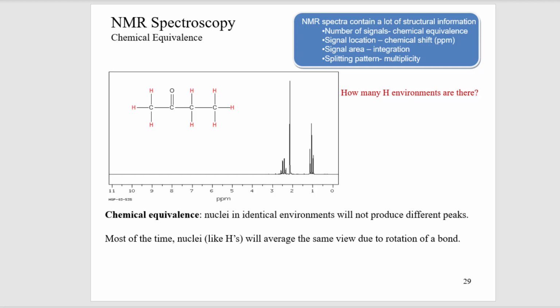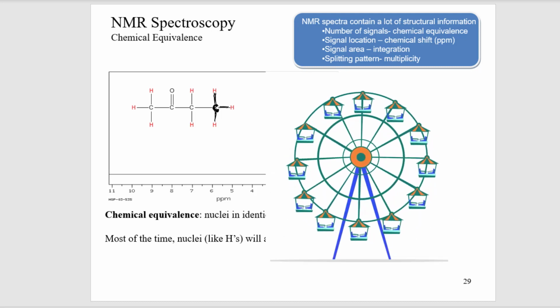When you're looking at a molecule, take the molecule that we're looking at in the center, this ketone here. Hydrogens on the same carbon that can average the same environment only produce one signal at a given frequency. What does that mean? Well, imagine a Ferris wheel. Imagine that this carbon is a Ferris wheel, and it's got seats to each one of the hydrogens off of it.